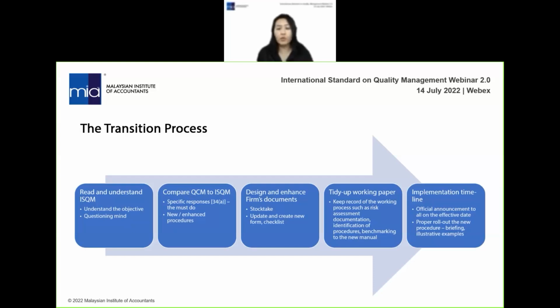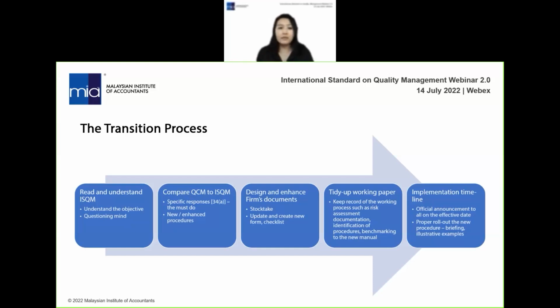So if we want to do this, what are the objectives that we need to achieve to get the result that we want, then identify the possible risks and how we're going to achieve that. So it is very important that you understand the principles of ISQM before you do anything. Then after you have understood that, you compare your QCM to your ISQM, right? So you do a comparison to identify what we already have in our system that can address the issue in ISQM, and what is new and enhanced that you need to add in, and how we should design those procedures. So that is the second step you have to do.